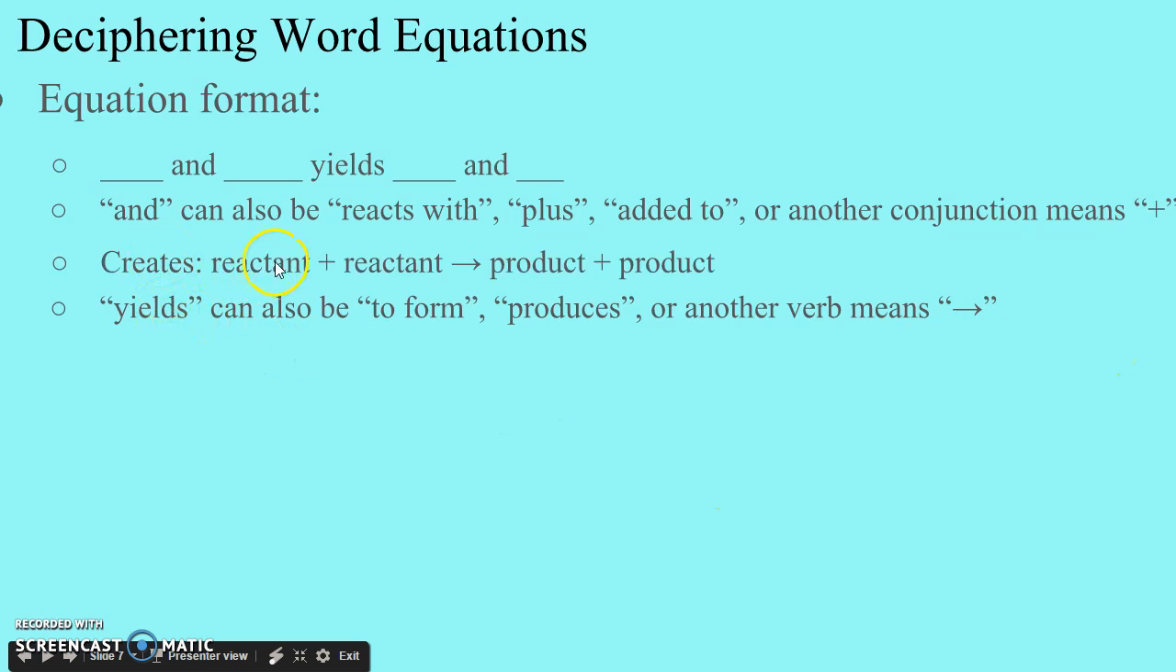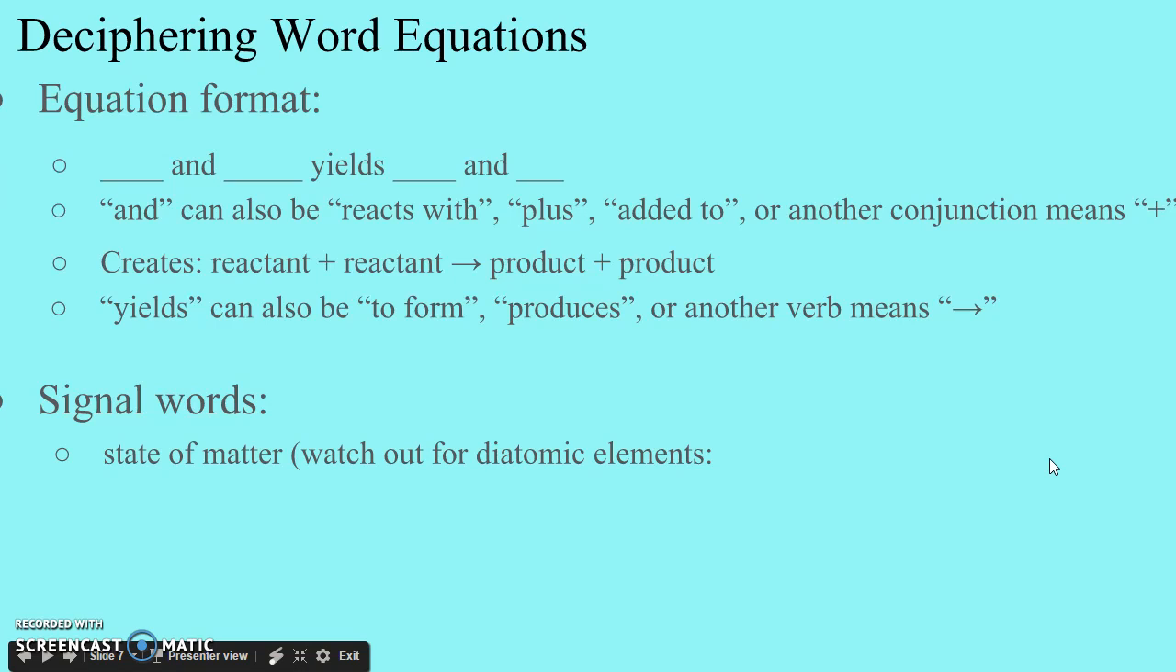A lot of times you see this as the reactant plus the reactant yields the product plus the product. There might only be one reactant or one product, but this is just a general setup for you. Some signal words to be aware of. There might be the state of matter.